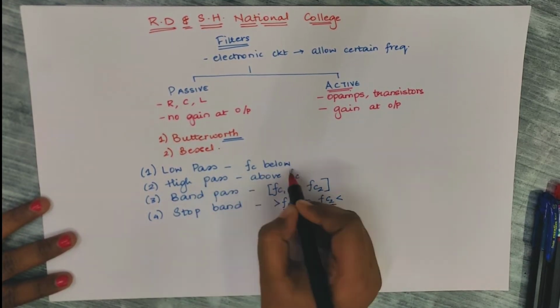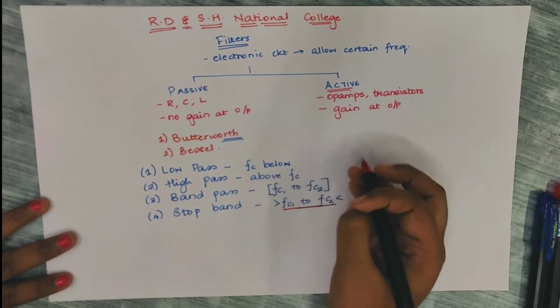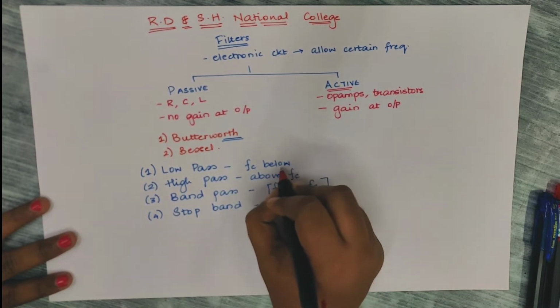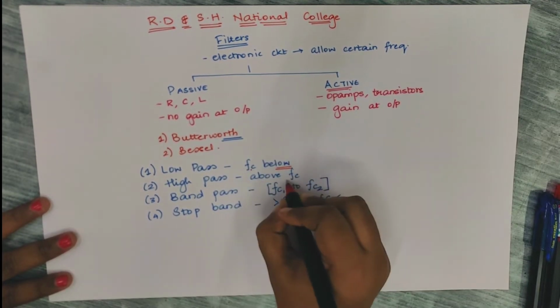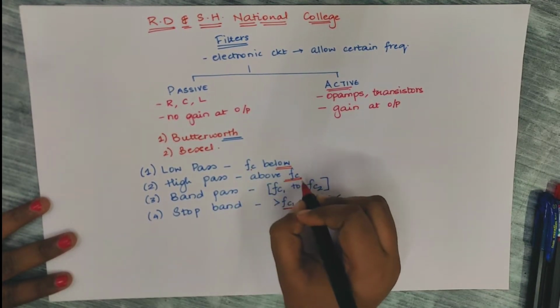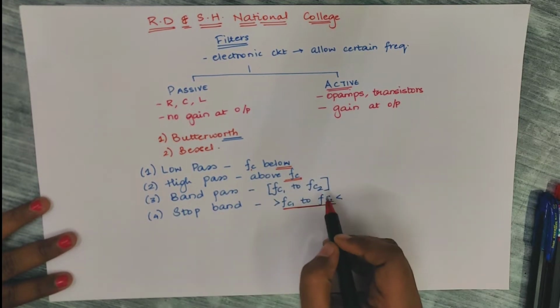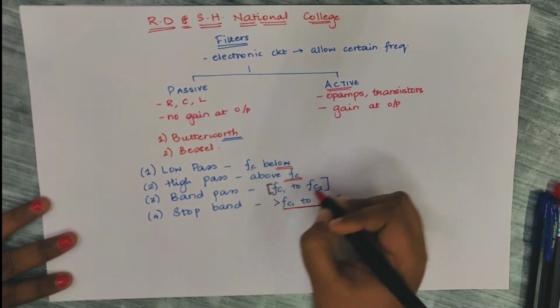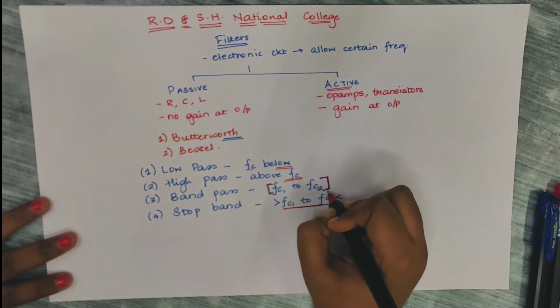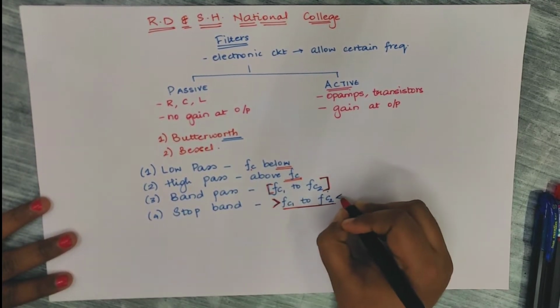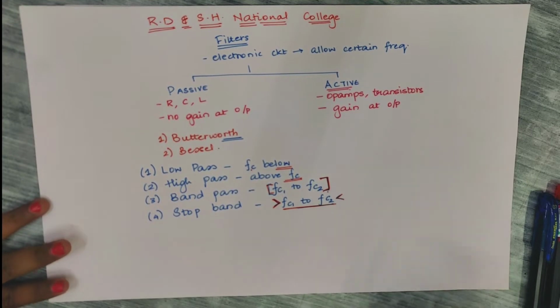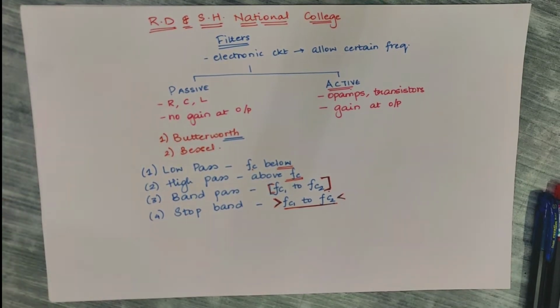I repeat, low pass filter, what does it do? It will allow all frequencies below the cutoff frequency. High pass will allow all frequencies above cutoff and reject the rest. Band pass will allow everything in between the certain range given, and stop band will allow everything other than the range given.